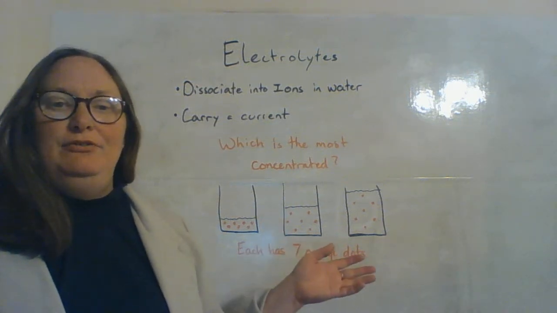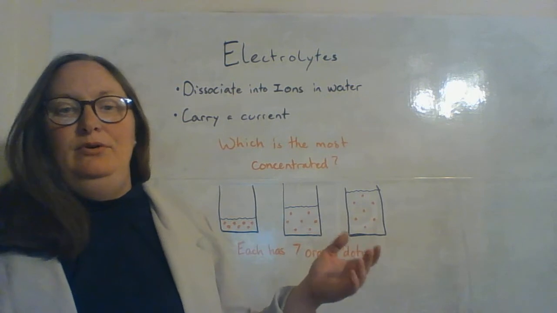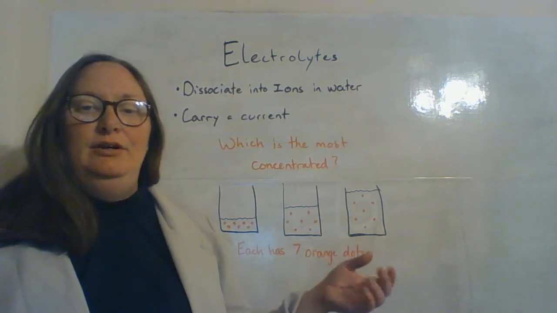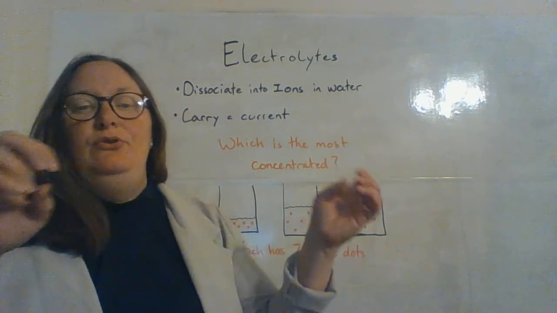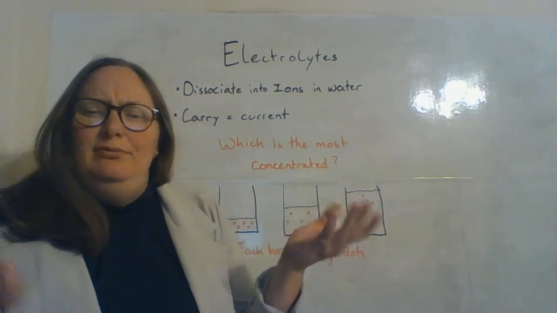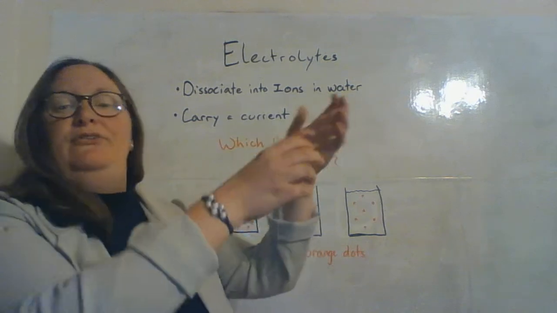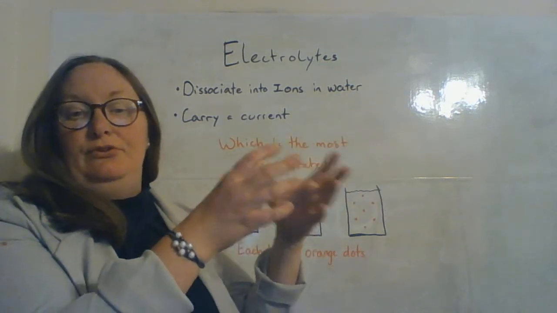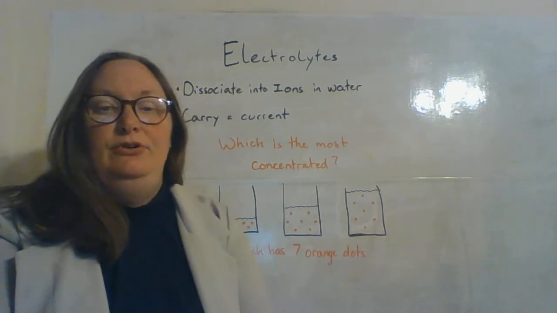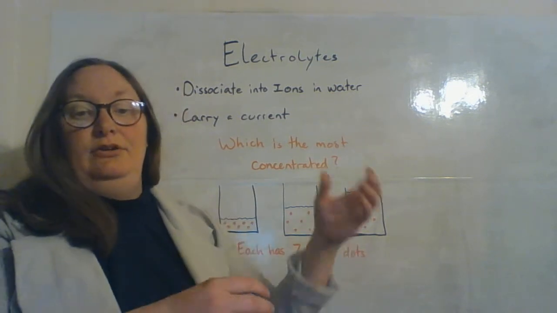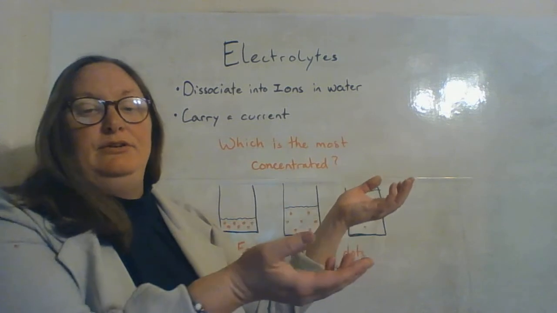Hey everyone, I want to talk for a minute about electrolytes. What are electrolytes? Well, it's something that when you put it into water, it's going to dissociate into ions. What does that mean? Well, let's say sodium chloride. That's an electrolyte. I take it, I put it in water, and it's going to turn into sodium on one hand and chloride on the other.